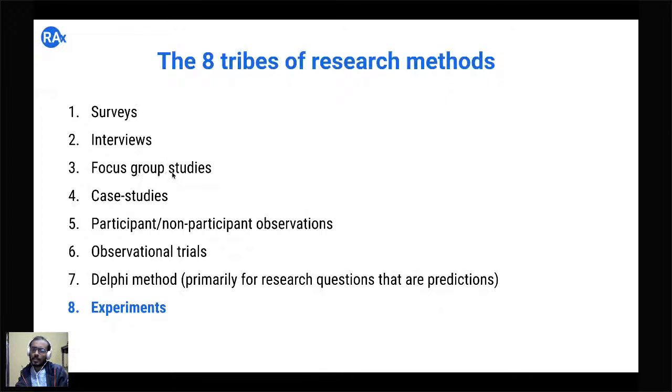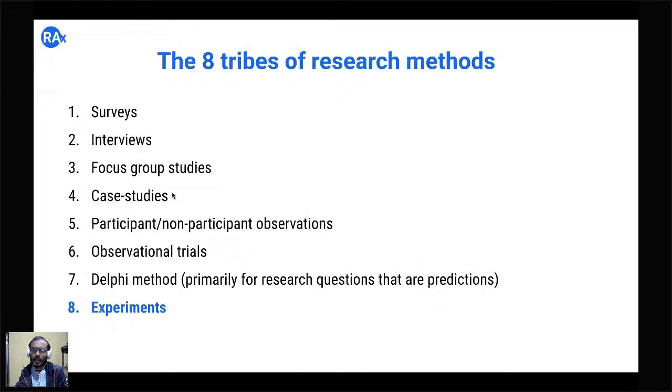Focus group studies are also there, where you create a group and you are part of the group, and you try to understand, through behavioral studies or interviews or group activities, certain things which relate to your research question, right?